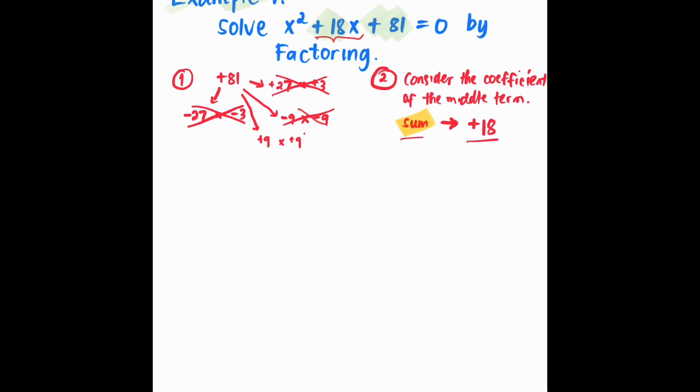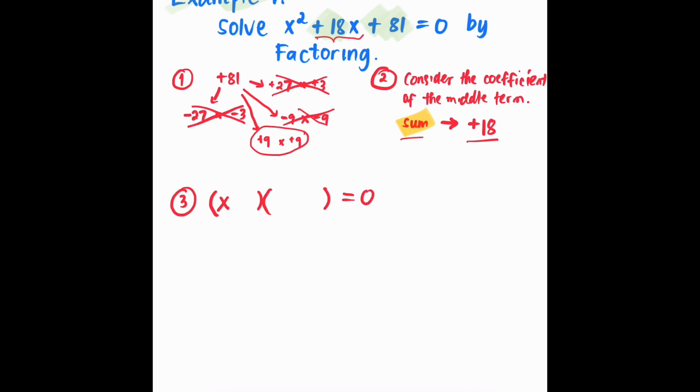Therefore, the numbers that give us a sum of positive 18 are positive 9 and positive 9. We put them together, we add them, and you get positive 18. Right? So, for our third step, since we already found the two factors that give us positive 18 when we add them, we can write it in this form.